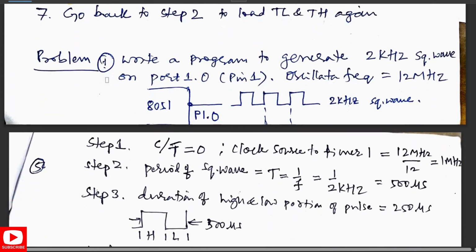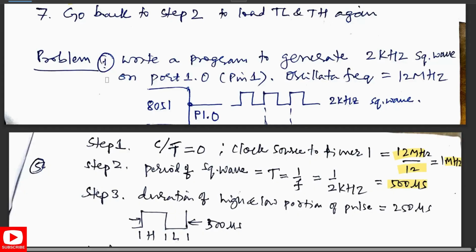Here is a program: write a program to generate a 2 kilohertz square wave on port 1, pin 0, with oscillating frequency 12 megahertz. So here it is given as a square wave. Step 1: C/T bar is 0 with this timer. The clock source to the timer, that is 12 megahertz, is divided by 12. It becomes 1 megahertz. Now the period of the square wave, T, is 1 by F, 1 by 2 kilohertz, which is 500 µs.